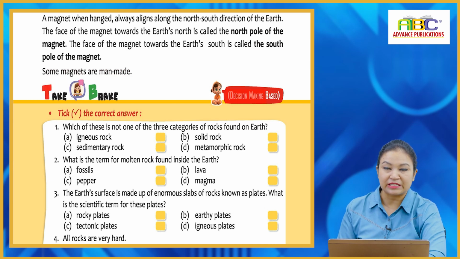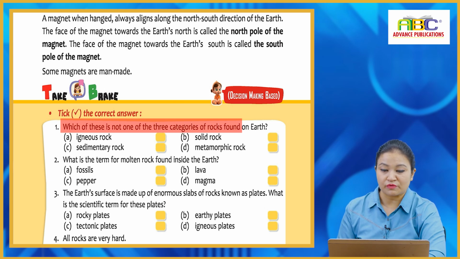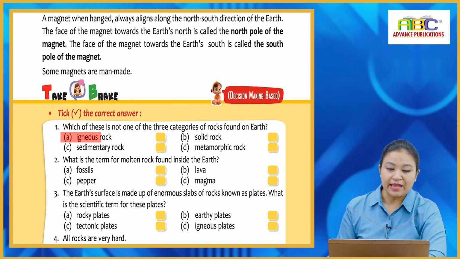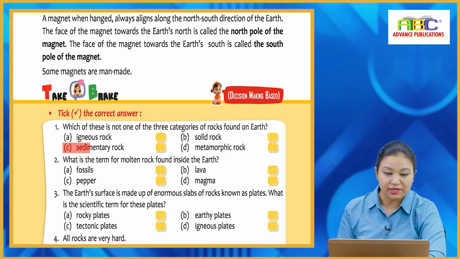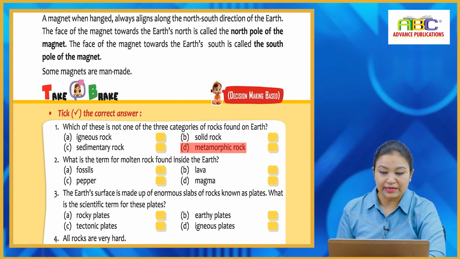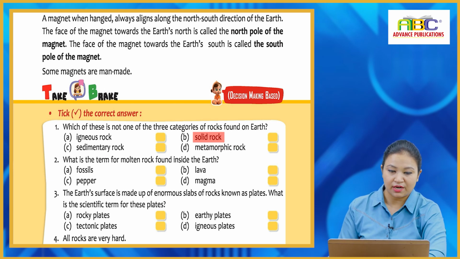Now take a break, decision making based. Tick the correct answers. Which of these is not one of the three categories of rocks found on earth? A. igneous rock, B. solid rock, C. sedimentary rock or D. metamorphic rock. So the correct answer is solid rock. This does not come in the category of rock which is found on earth.